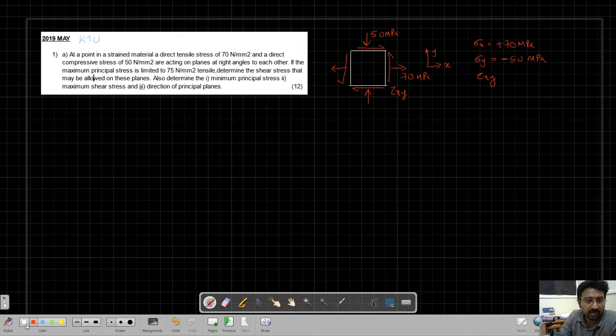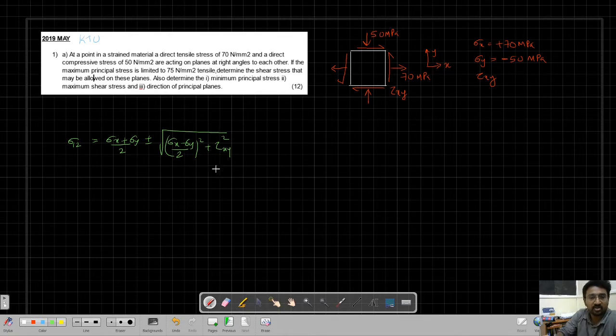Now the condition that is given is that the maximum principal stress is limited to 75 Newton per mm square tensile. So the principal stress formula, if you recollect, is sigma x plus sigma y by 2 plus or minus under root of sigma x minus sigma y by 2 whole square plus tau xy square. So we have two principal stresses, one with plus, one with minus. The maximum value is limited to 75. So it is a straightforward question. This sigma 1 cannot be more than 75 MPa.